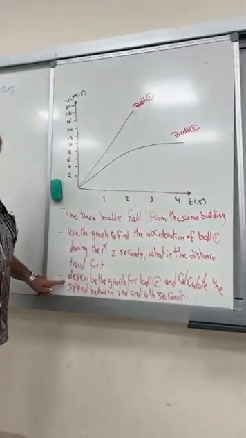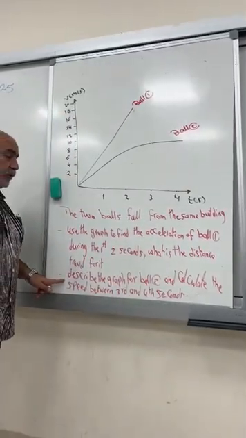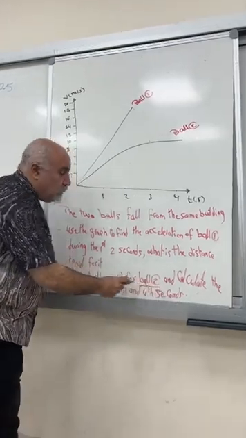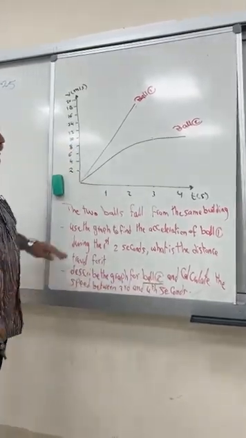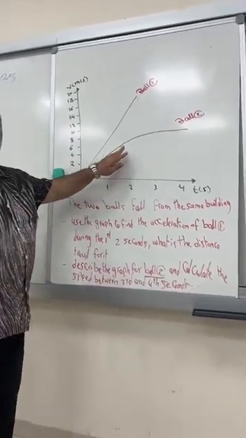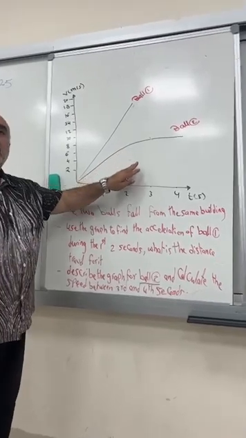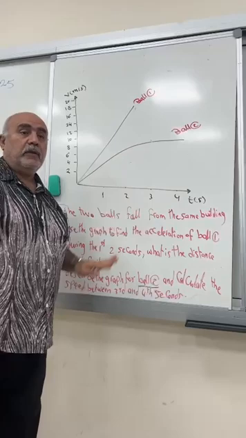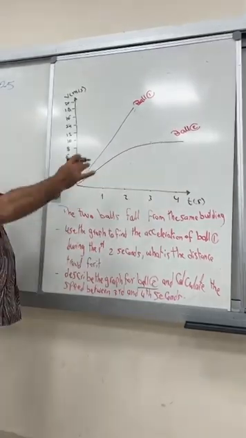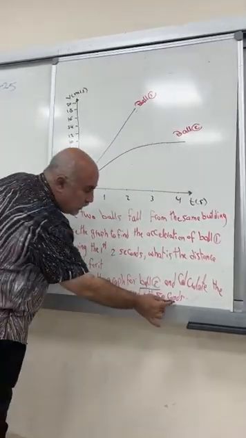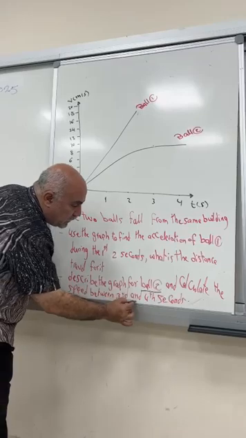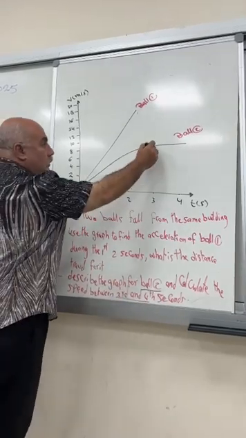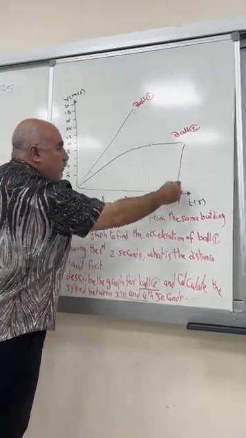We check the second part here, which should describe the graph for ball 2. For ball 2, the speed gradually decreases in its increase, and then arrives at the terminal velocity. That is the description. If we ask you to find the terminal velocity between the third and the fourth second, what will you do? That is the third, and that is the fourth one here.